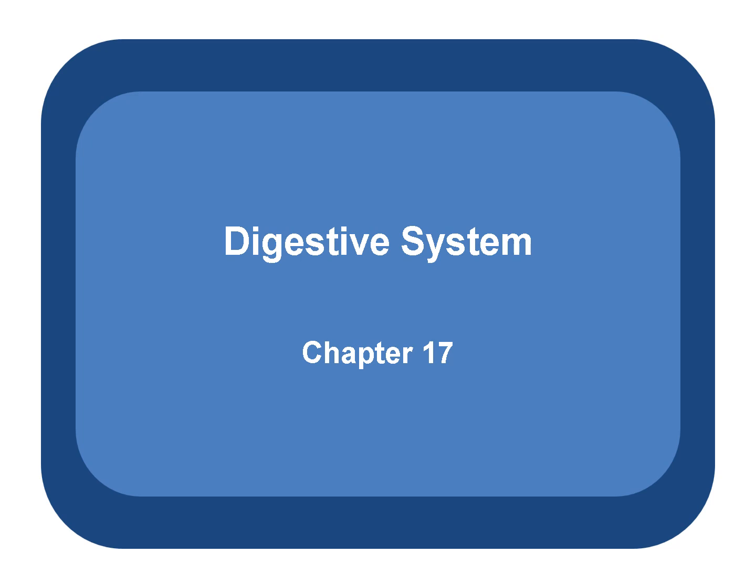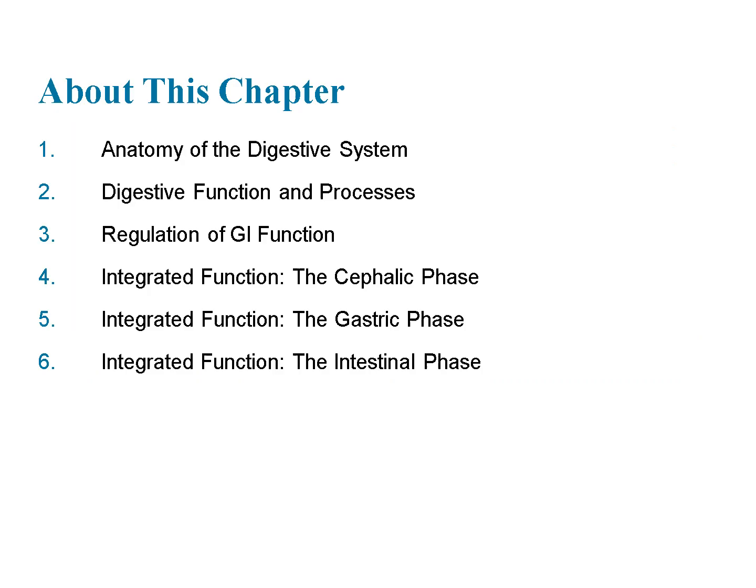Chapter 21, The Digestive System. This chapter explores the structure and function of the digestive system, a vital network responsible for breaking down food, absorbing nutrients, and eliminating waste. We begin with the anatomy of the digestive system, identifying key organs and their roles in digestion. Then, we examine the functions and processes that facilitate food breakdown, secretion, absorption, and motility.